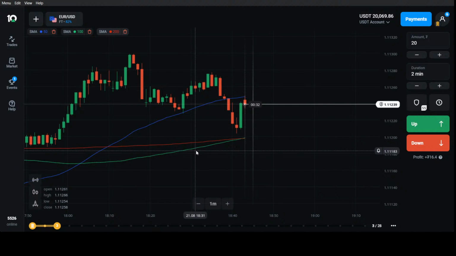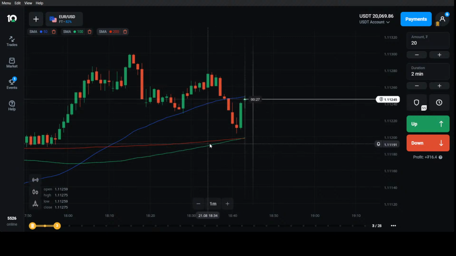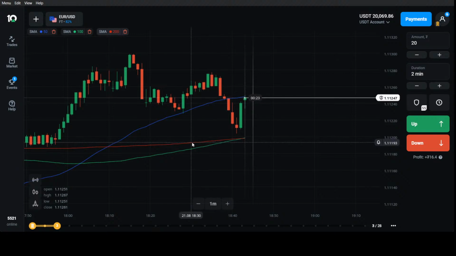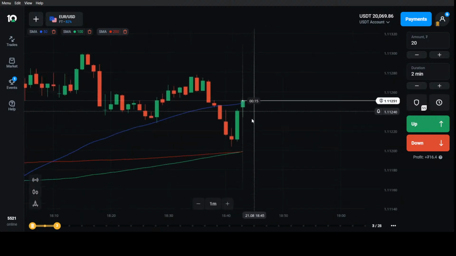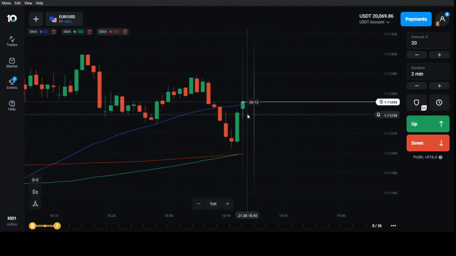So remember that there are three SMAs. Even the people who are on starter level can use this strategy by just putting three SMAs. That is SMA 200, SMA 100, which is the green one, and SMA 50. So here you see it's almost touched and now it is reversing in the opposite direction. All right.